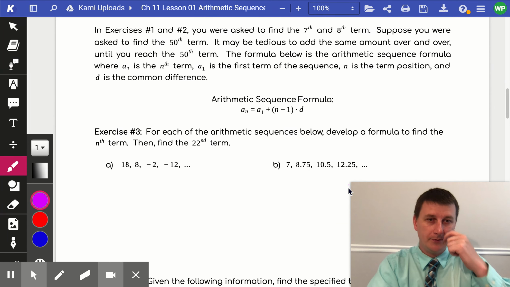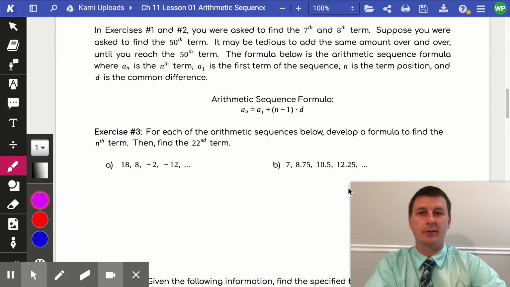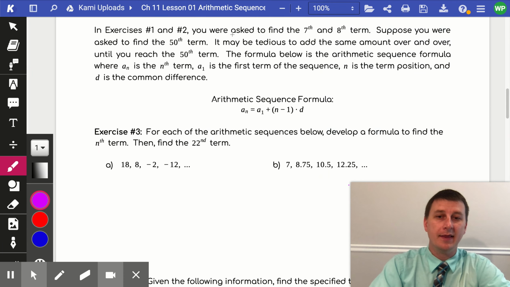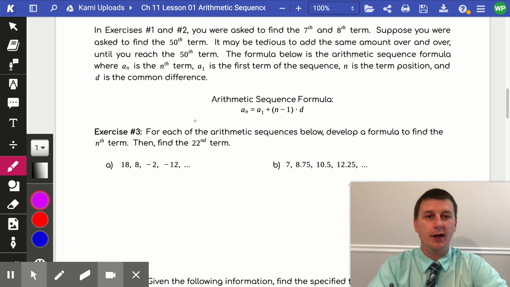The formula below is the arithmetic sequence formula. Ooh, there's a formula, which we also talked about in exercise number 2, where we were writing a lot of words and there had to be a shorter way of writing it. This formula right here is the shorter way.